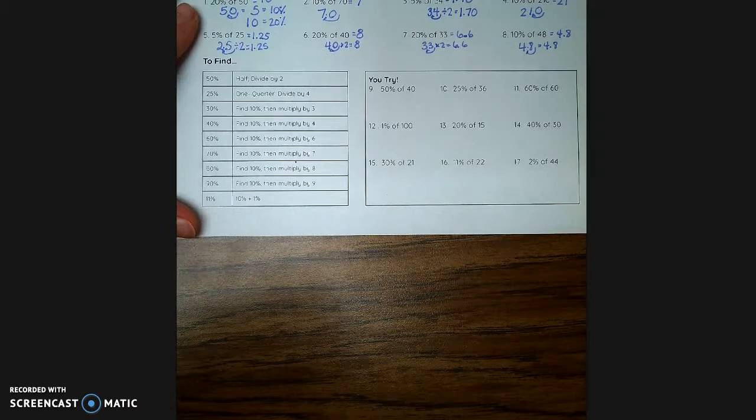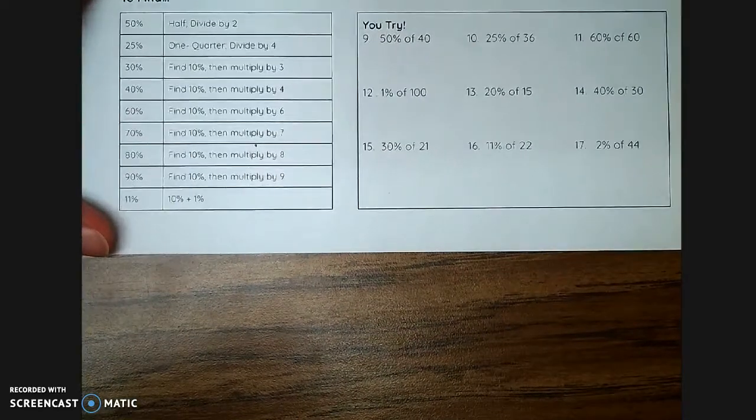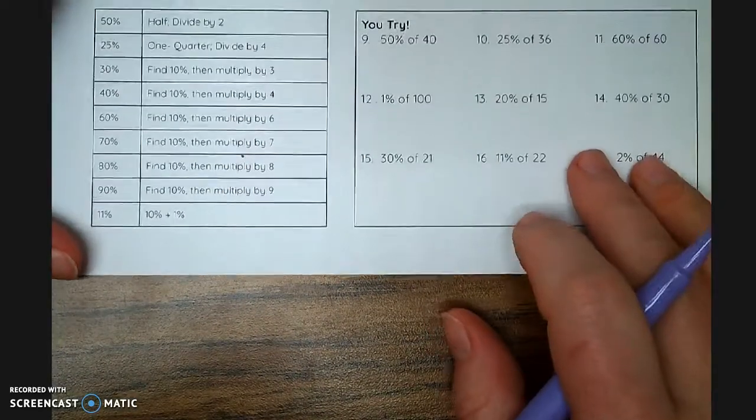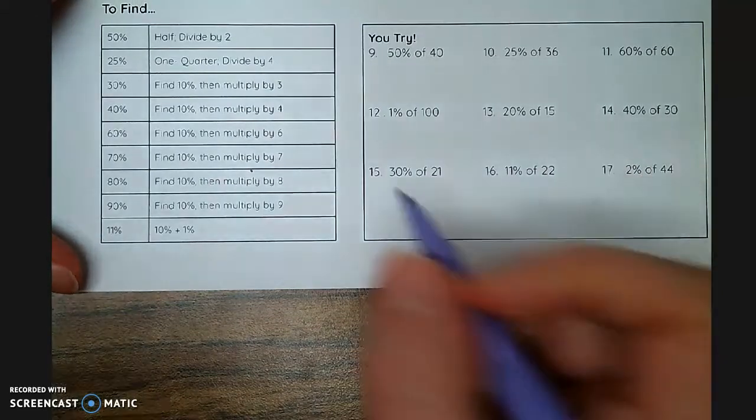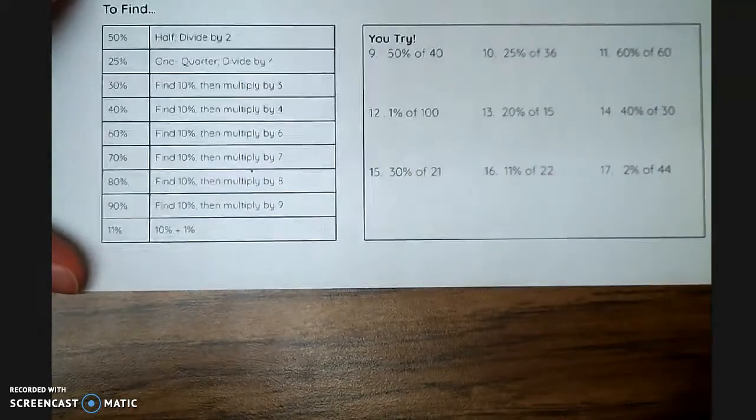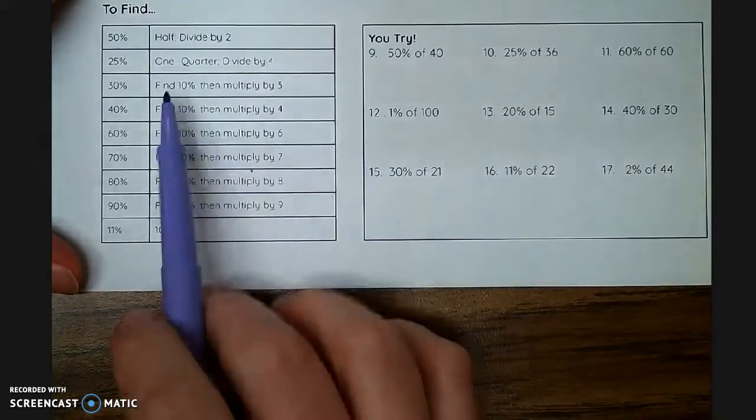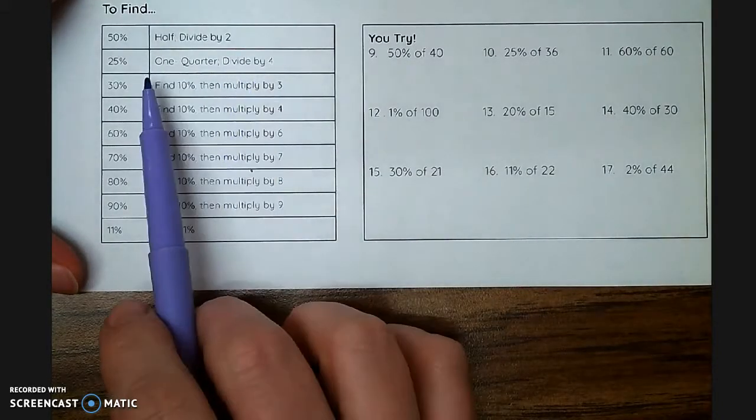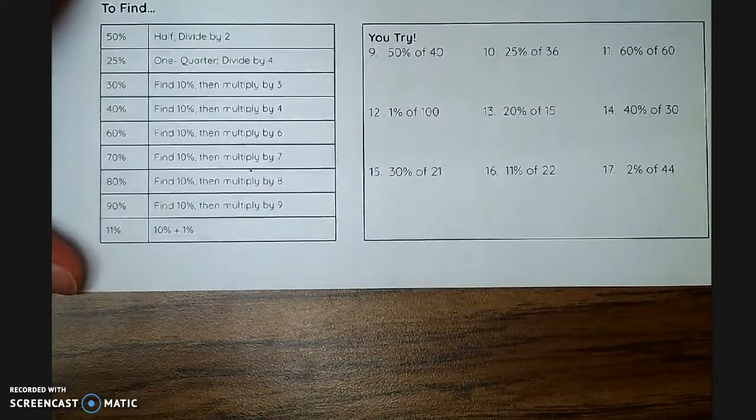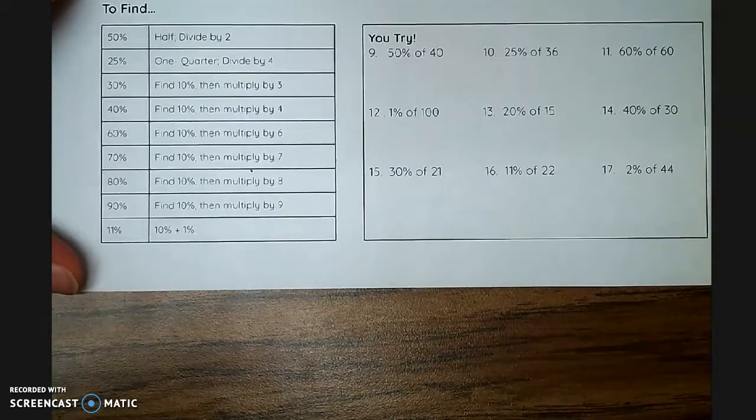So then at the bottom here, we just have some real simple ones. 50% means half of it. So whatever my number is, I'm just going to divide it by 2. 1/4 means I'm dividing it by 4. That's my 25%. 30% means find 10% multiplied by 3. 40, find 10% multiplied by 4.